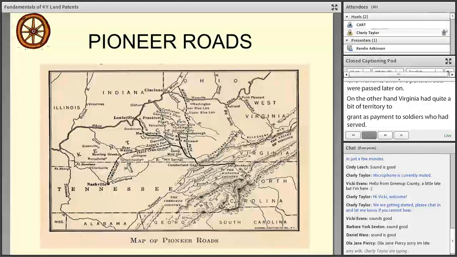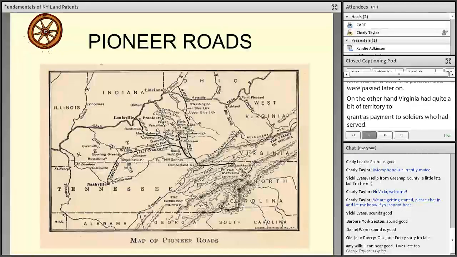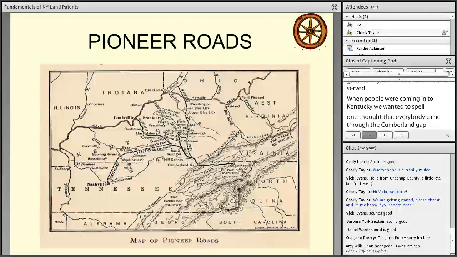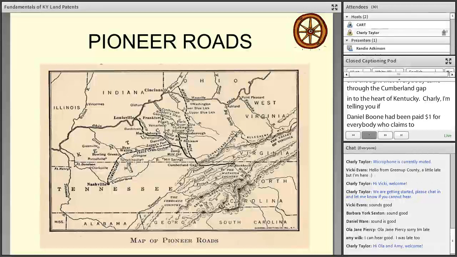When people were coming into Kentucky, we want to dispel one thought, that everybody came through the Cumberland Gap and up the Wilderness Road into the heart of Kentucky. Charlie, I'm telling you, if Daniel Boone had been paid $1 for everybody who claims to have come up that route, he would have died a billionaire. But bless his heart, that wasn't the case. Actually, these travel routes will let you know, probably, how they came to Kentucky.